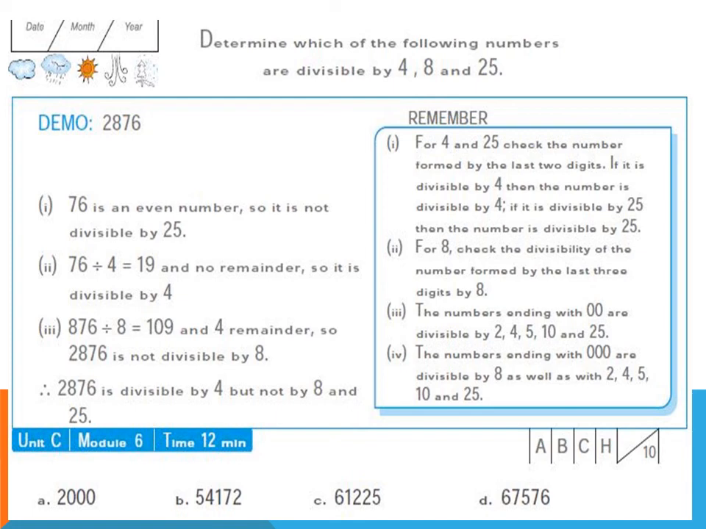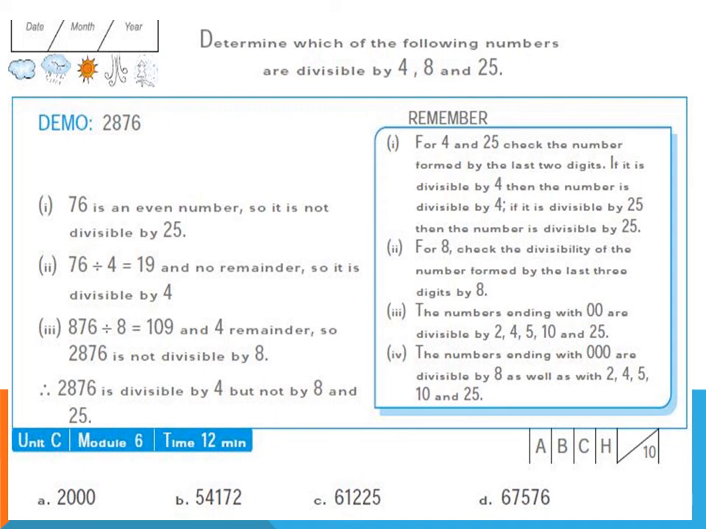876, see, the original number was 2876. So at first, to find out the divisibility of 25, what we will consider the last two digits. The last two digits is 76, it is not divisible by 25, so 2876 is not divisible by 25. 76 is divisible by 4, so 2876 is divisible by 4.